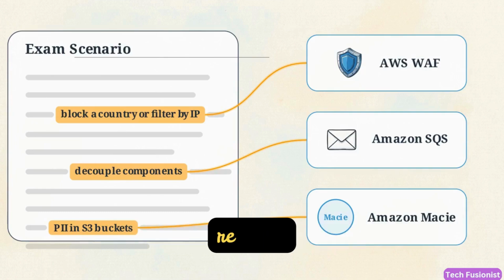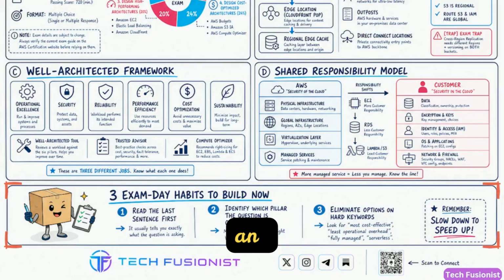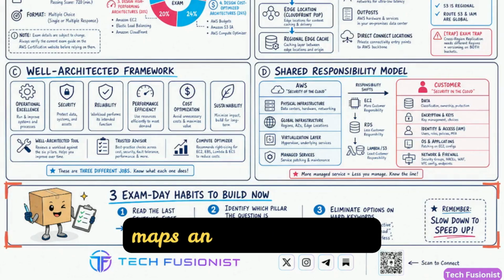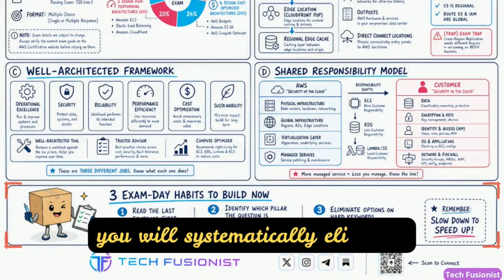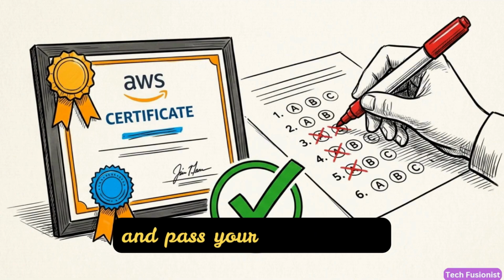By slowing down, reading the final sentence carefully, and applying these exact keyword maps and trap warnings, you will systematically eliminate the wrong answers and pass your certification.